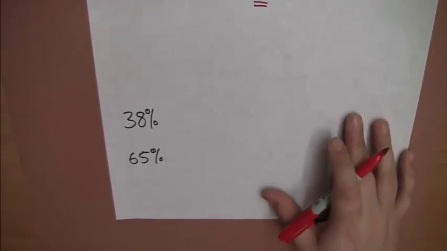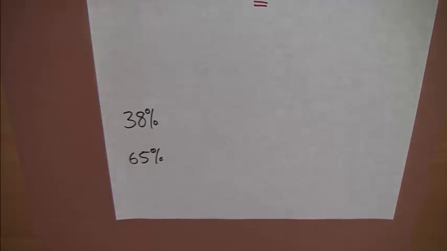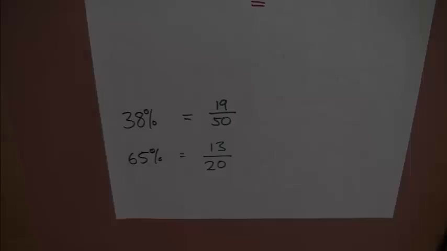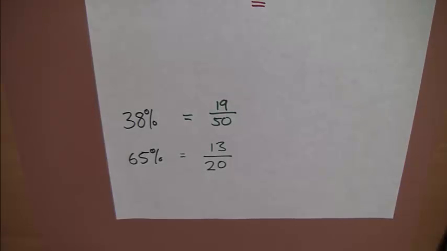Now, 2 more quick questions. I'm just going to show you the answers to these. So have a go yourself and I will come back to you in a couple of seconds. Okay, our answers for these questions. 38% is 19 over 50. And 65% is 13 over 20.